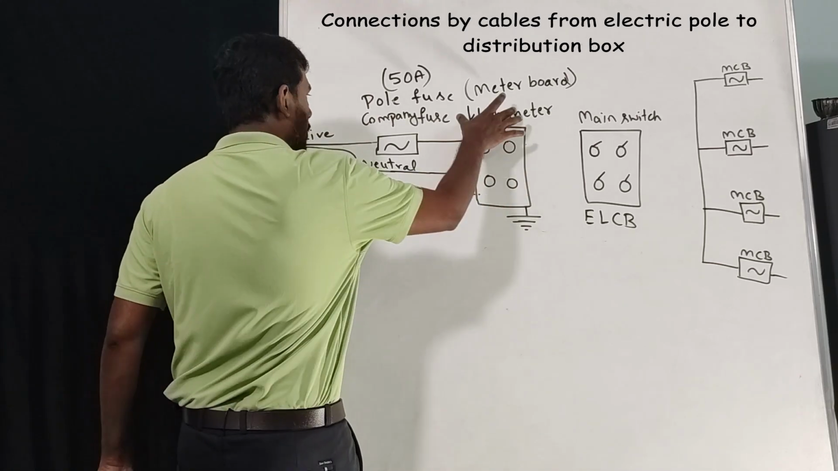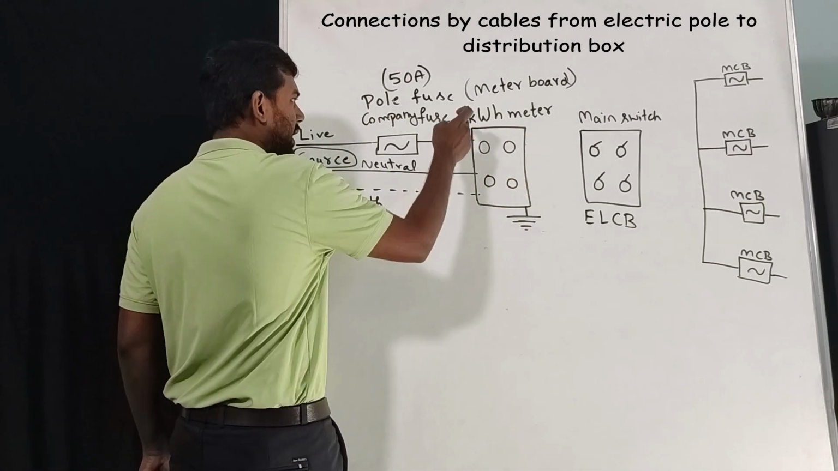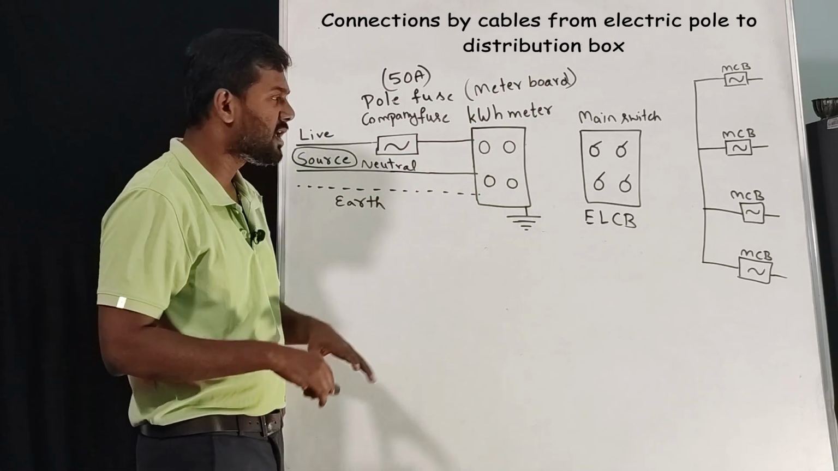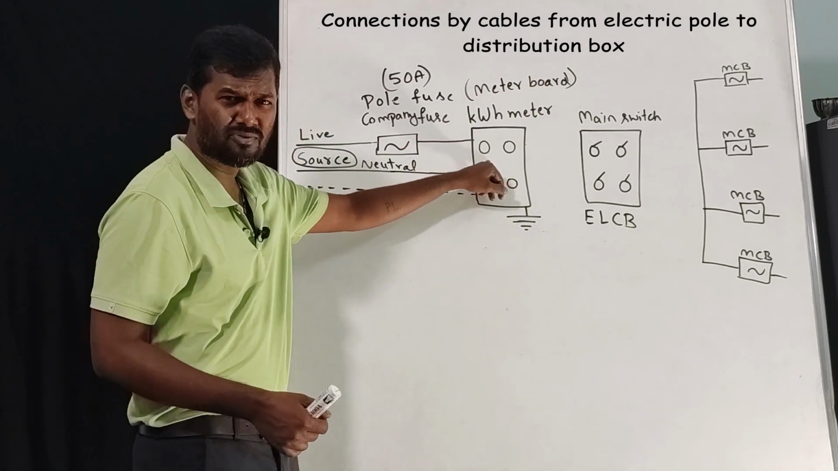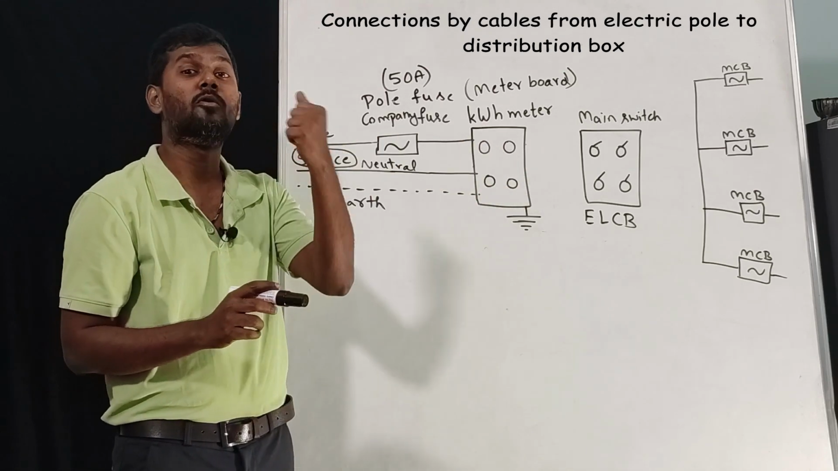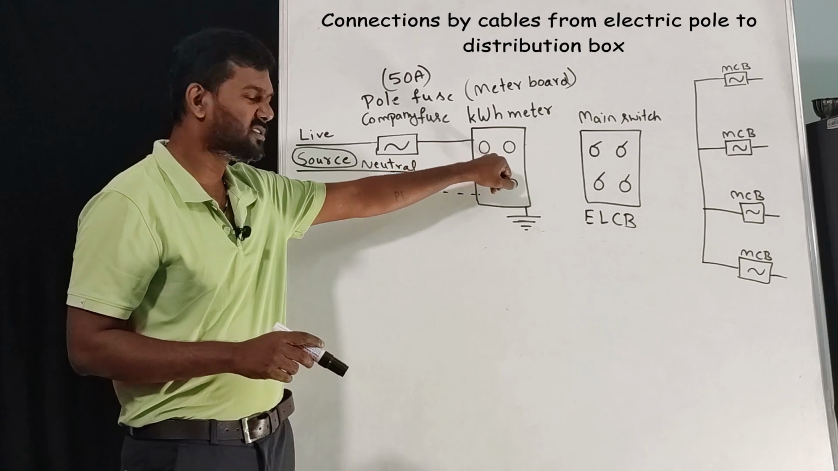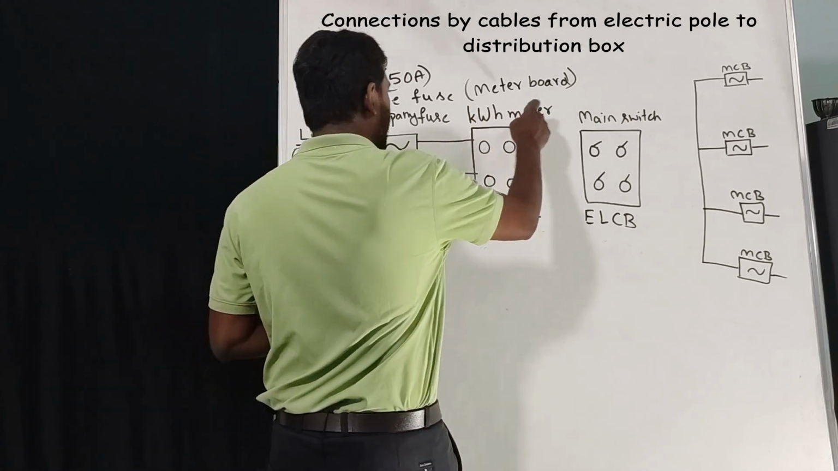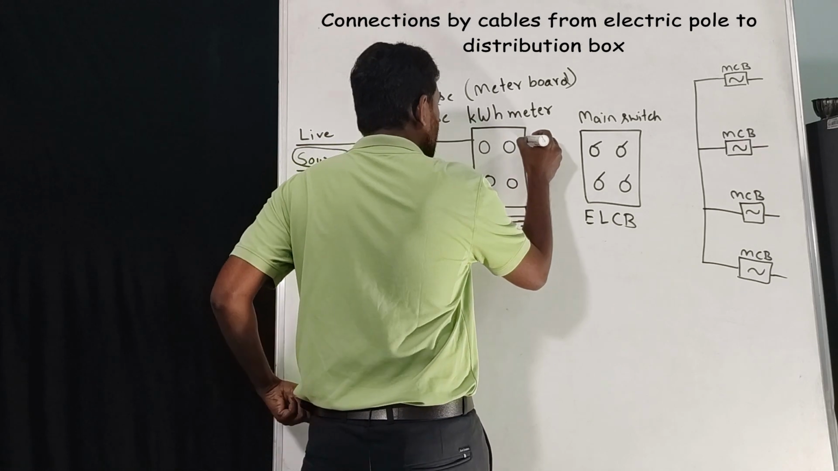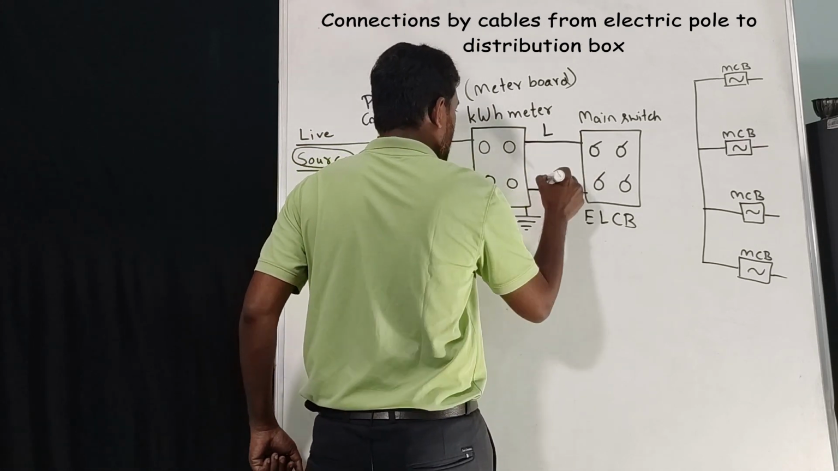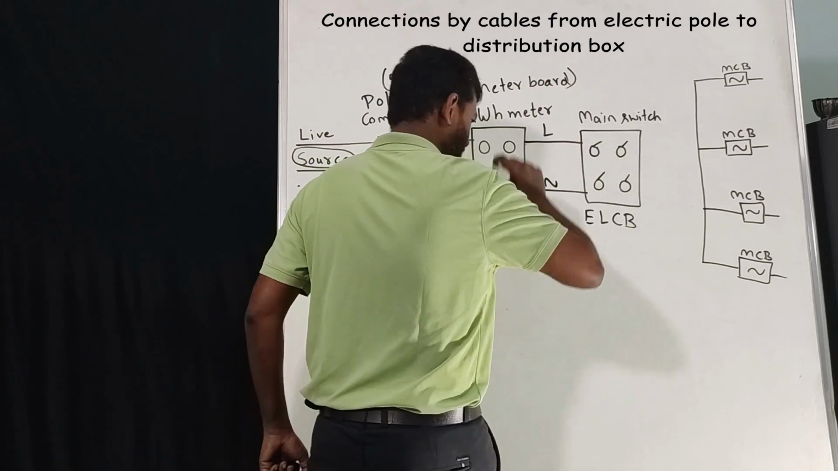Next, only to the kWh meter, or meter board, we are connecting all the 3 wires. What is the function of this one? It will note down all the values, how much power we are consuming. So based on this meter only we are going to get the electricity bill. Next, from the kWh meter, only 2 wires are given, live and neutral wire to main switch.